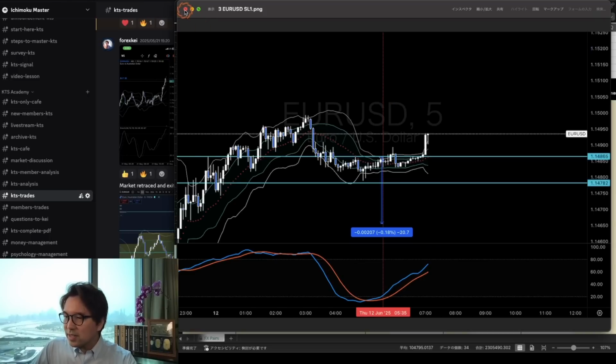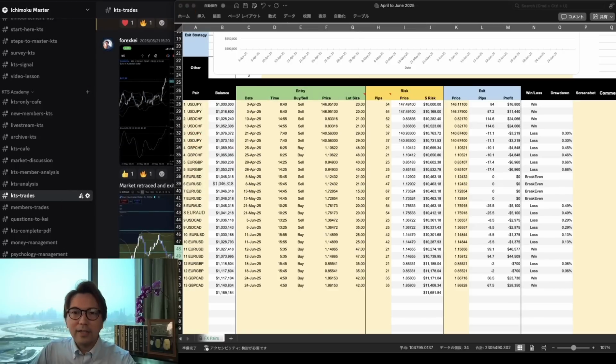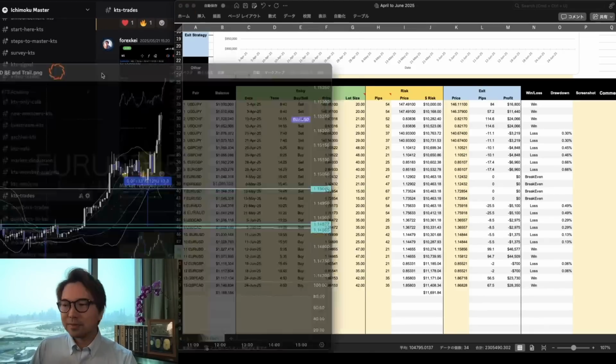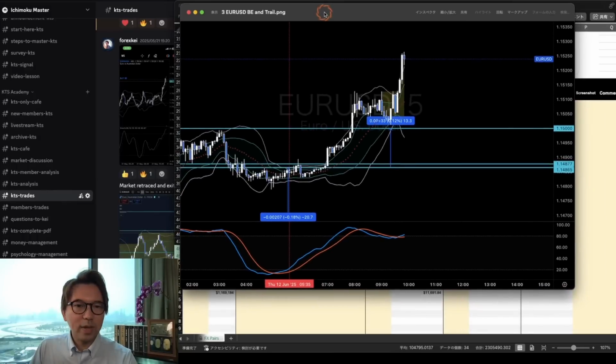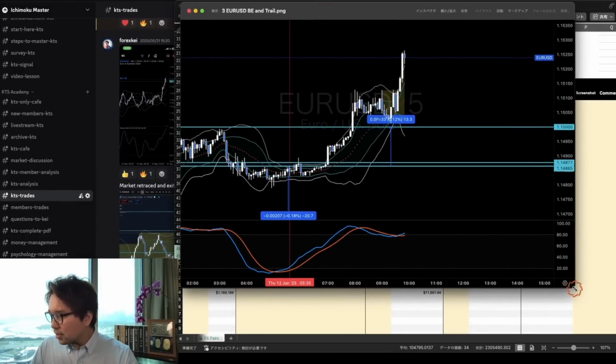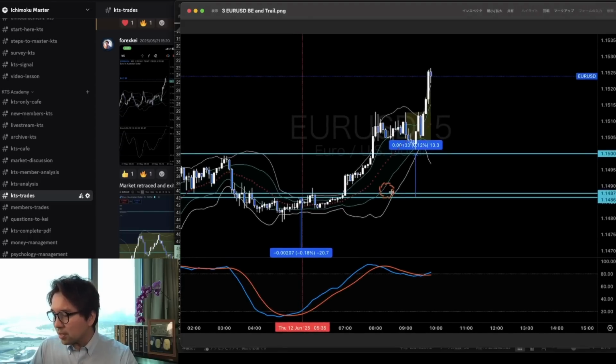So this was a screenshot when I moved the stop losses higher, and the next screenshot was break even. Eventually the market went towards my direction, so I moved the stop losses to here and here.